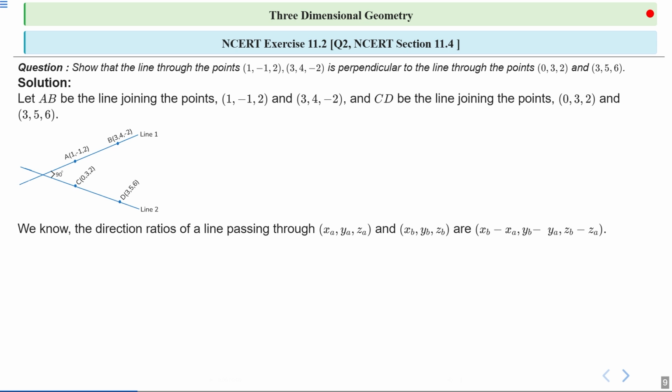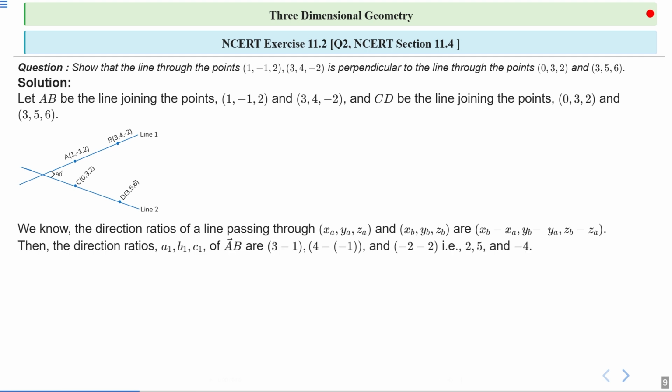If a line passes through 2 points, say (XA, YA, ZA) and (XB, YB, ZB), then we know the direction ratios of a line passing through these points are XB minus XA, YB minus YA, ZB minus ZA. Now, let's calculate the direction ratios for the line AB. So, we subtract the coordinates of point A from point B.